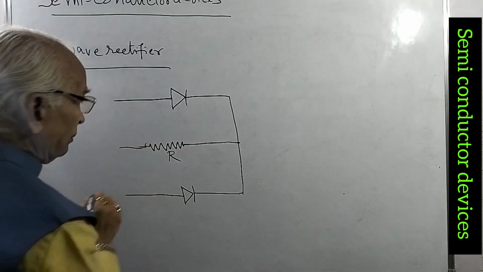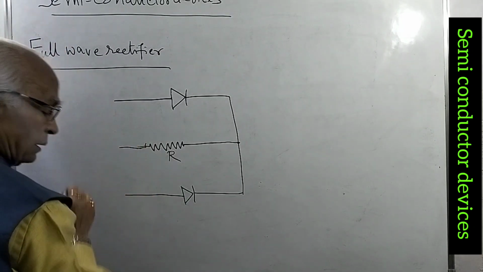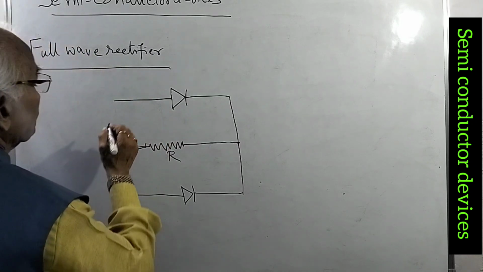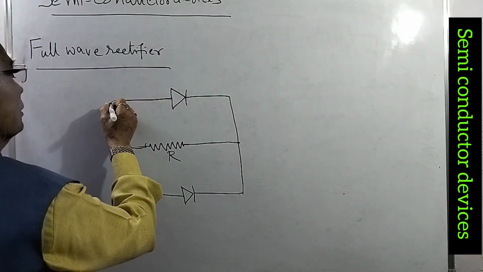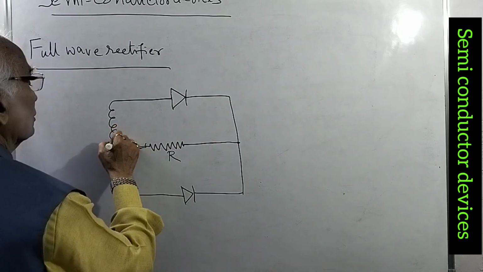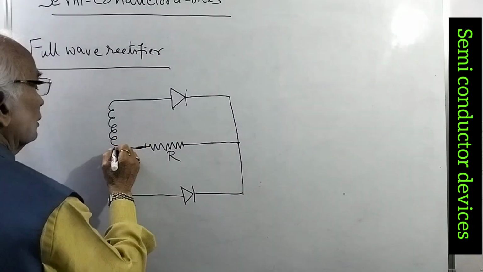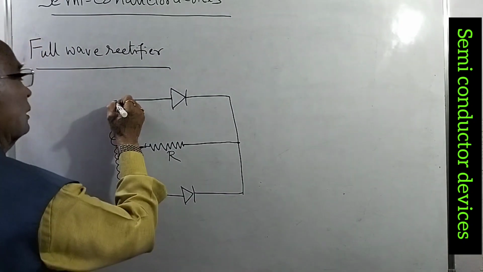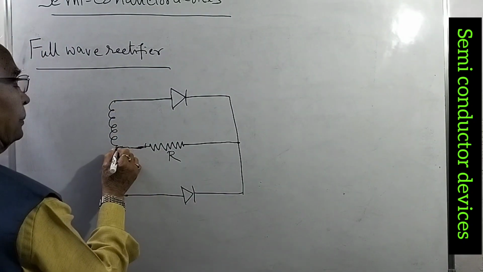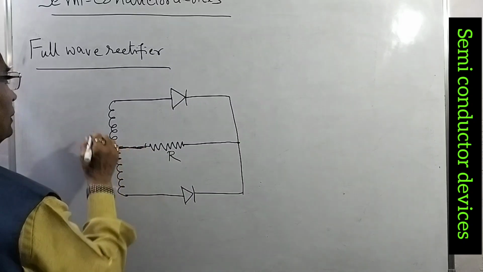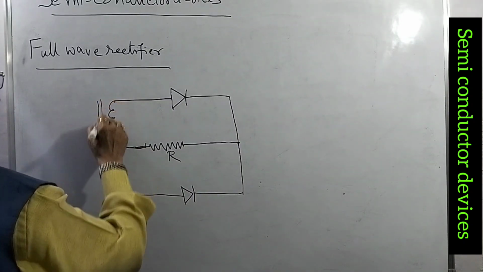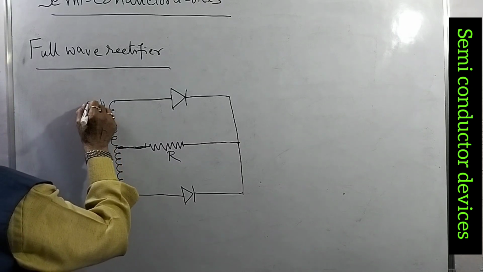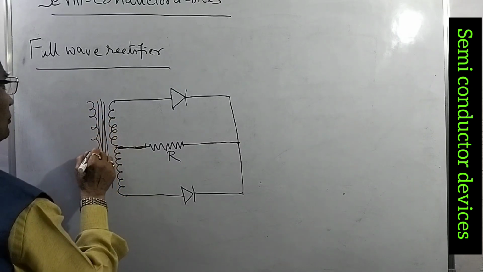And here we have, say, a transformer. The output of the transformer, or secondary of the transformer, has two terminals, one terminal and the other terminal, and this is the center tap of the transformer. Here we have a soft iron core in the transformer, and this is the primary of the transformer.